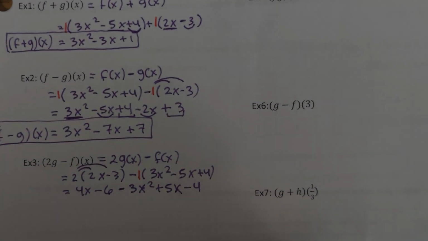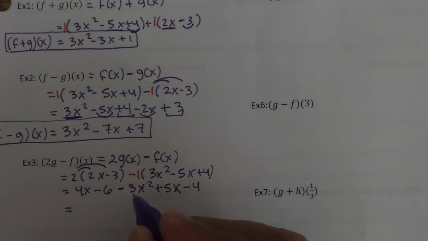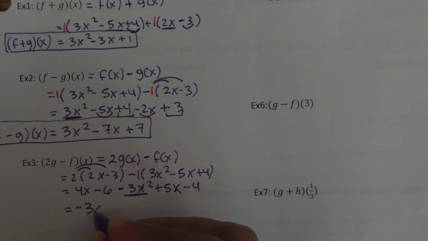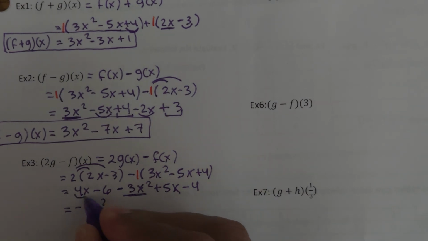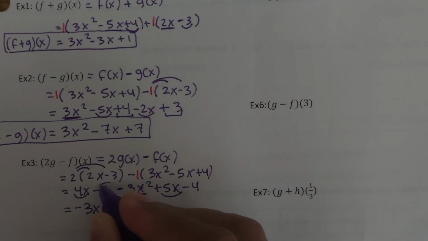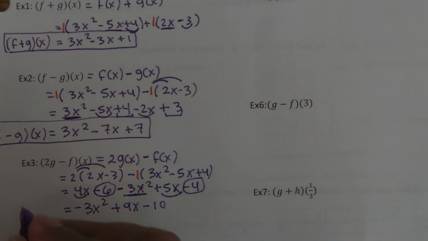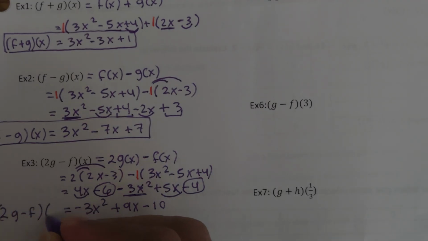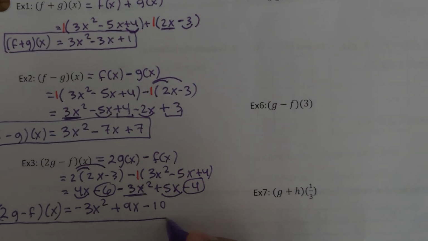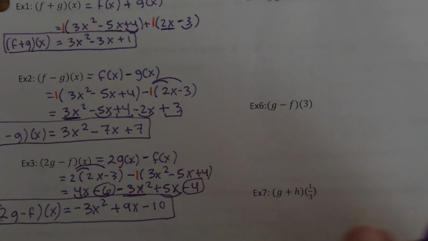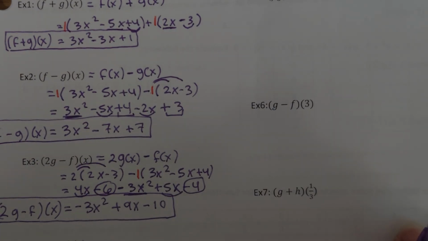Okay, and once you get to this point, you start collecting like terms, or combining like terms. So I'm going to bring the highest power or degree to the front, so negative 3x squared, and then combine 4x and 5x, they combine to 9x, and last negative 6 and negative 4 combine to minus 10. So then 2 times the function g minus the function f of x is equal to negative 3x squared plus 9x minus 10. So that's examples number 1, 2, and 3.